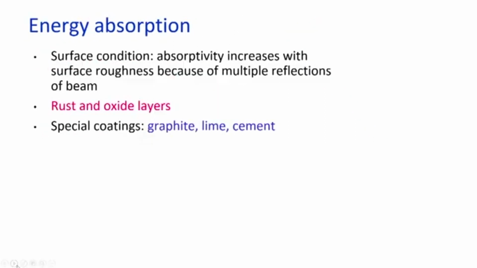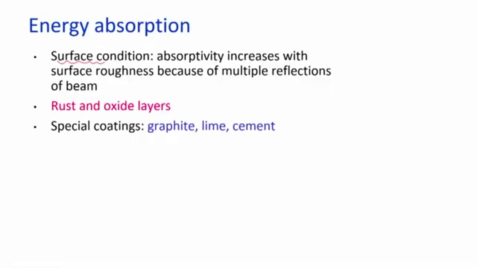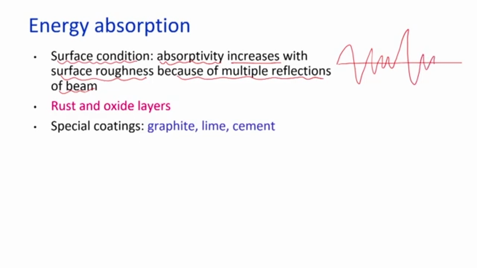Now, the next parameter is energy absorption, and it depends upon the surface condition. It has been noticed that the absorptivity is increasing with surface roughness because of multiple reflections of the beam. As we know, the surface is not perfectly flat, so it has crests and troughs. If you observe the surface under a microscope, you may see these kinds of undulations.